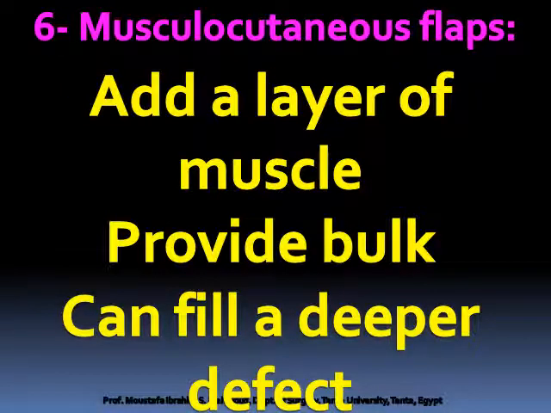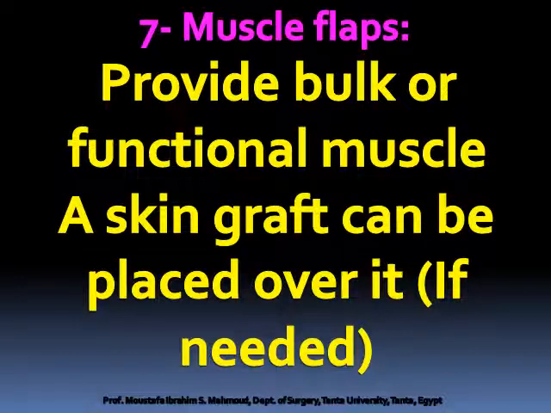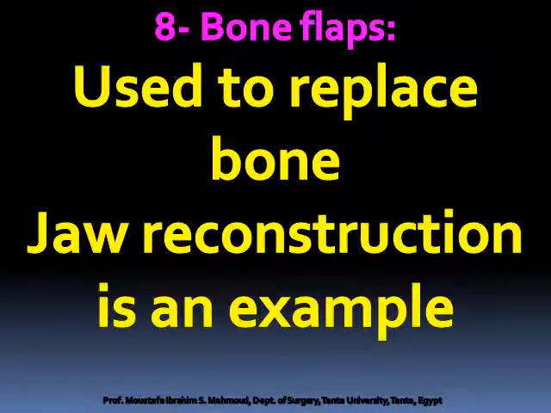Musculocutaneous flaps, adding a layer of muscle. This flap provides bulk. It can fill a deeper defect. Muscle flaps provide bulk or functional muscles. A skin graft can be placed over it if needed. Bone flaps used to replace bone. Jaw reconstruction is an example.